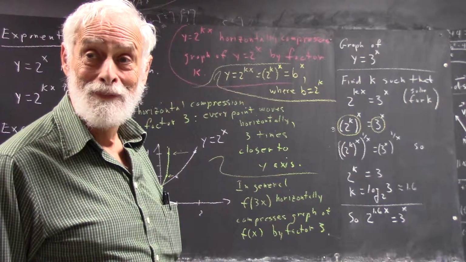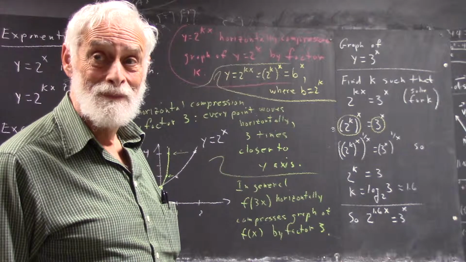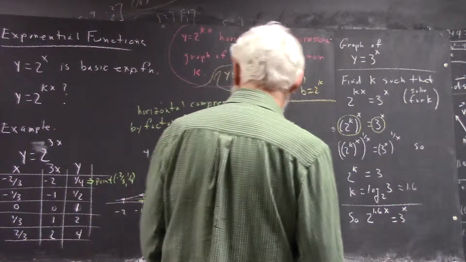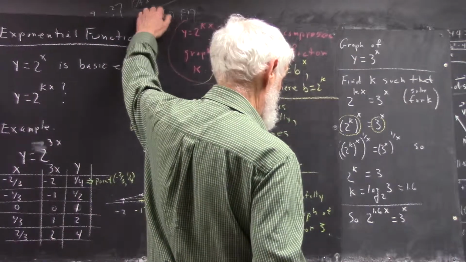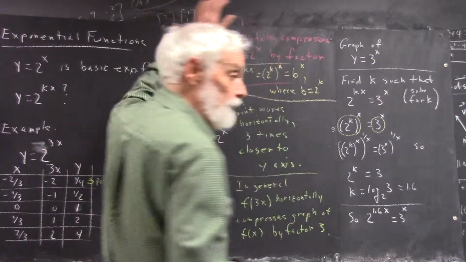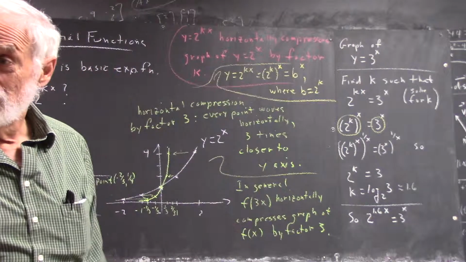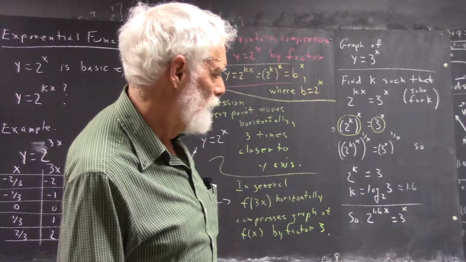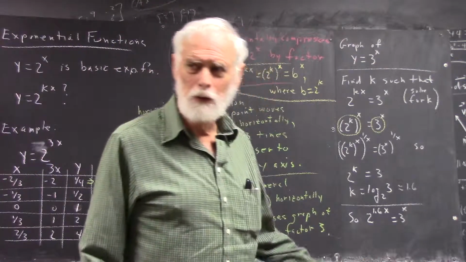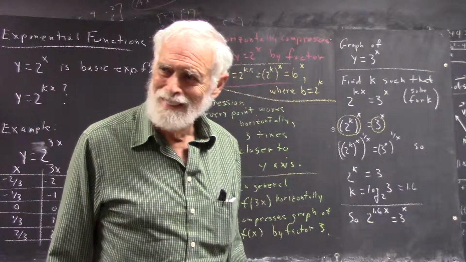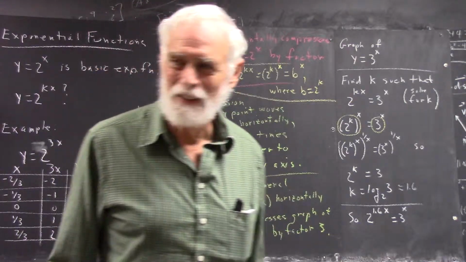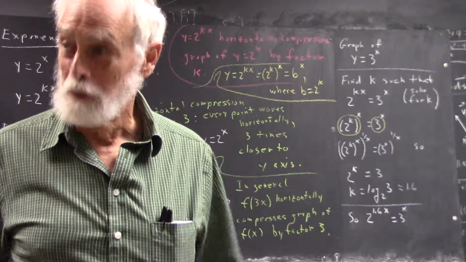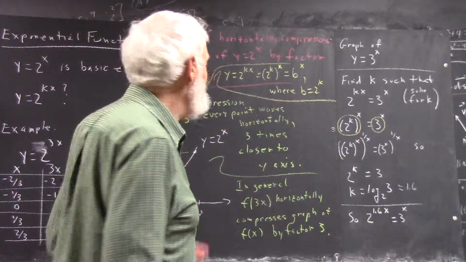What'd you get? 1.58. Yeah, 1.58. Okay. I was close with that 3 over 2, huh? No. 3 over 2 is 1.5. This is 1.6. Yeah, it was close, but don't expect it to be close if the numbers are a little different. Okay?